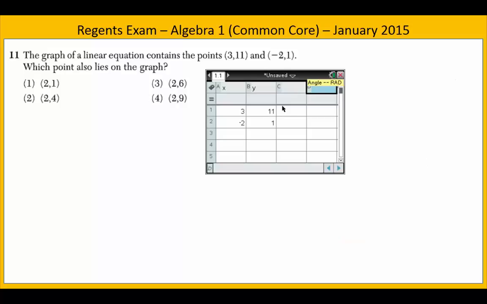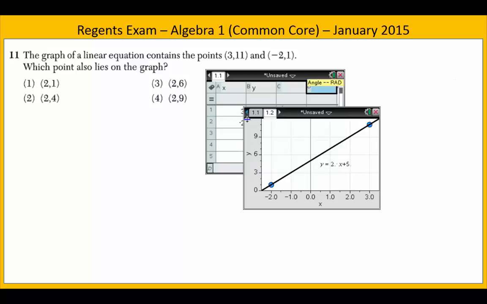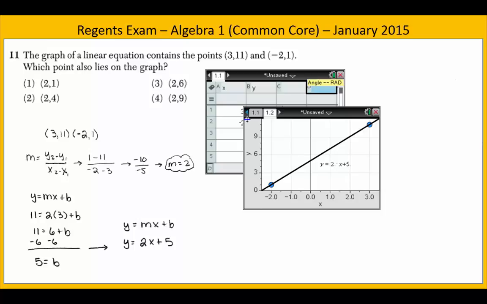We could take some time and write an equation. You could write the equation either by putting the 2 points, (3, 11) and (-2, 1), in a list and spreadsheet and doing a linear regression to find y equals 2x plus 5. Or you could take the 2 points, calculate the slope using the slope formula, and then substitute into y equals mx plus b to find the y-intercept and get the equation y equals 2x plus 5. Either way, you get the same equation, and then you can proceed.